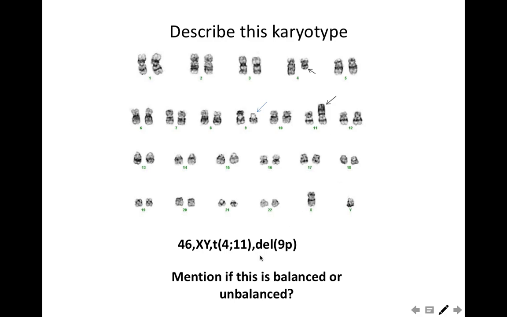But because this person has a deletion in the short arm of chromosome 9, which was not exchanged with any of the other chromosomes, this is an unbalanced karyotype. So there will probably be some abnormalities in this person. I mean phenotype abnormality, because there is loss of genetic material from the short arm of chromosome 9.